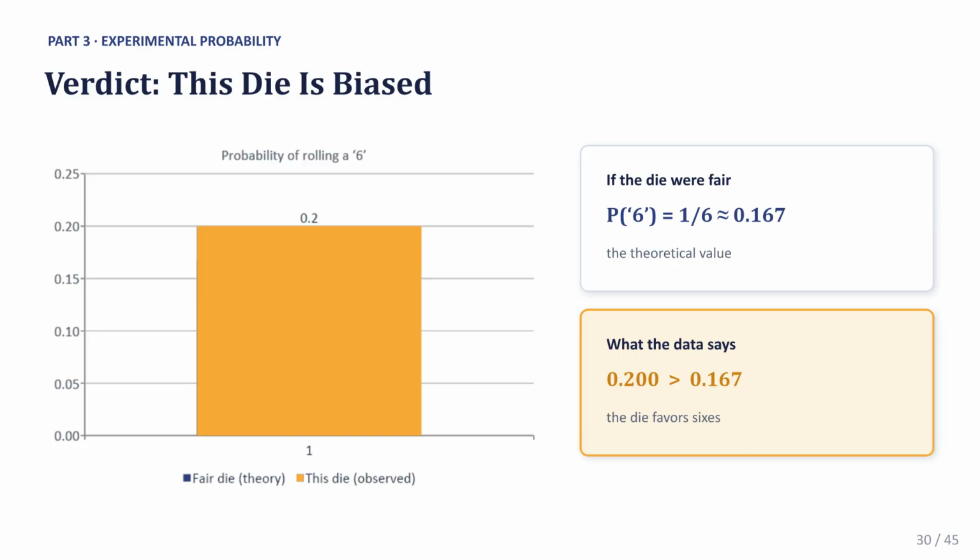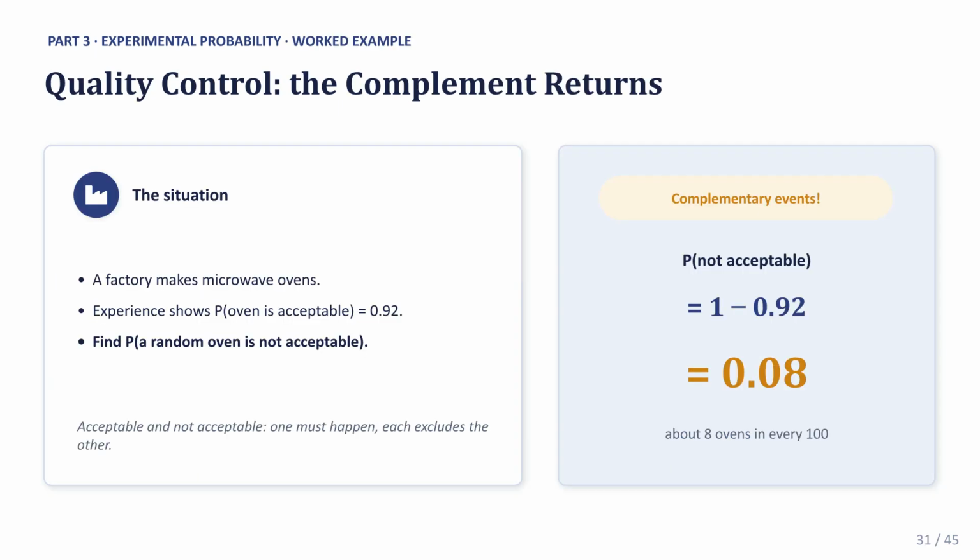Theory gives us our benchmark, and experiment provides the evidence. Used together, they reveal the real-world behavior of any system. Experimental probabilities show up constantly in industry. When a factory tracks microwave ovens, they might find an acceptable standard 92% of the time, a figure based on hard data rather than theoretical symmetry.